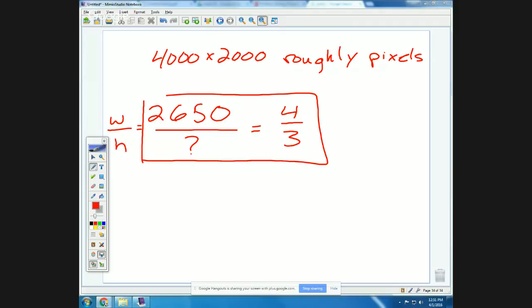So the width and height is 4,000 and 2,000? No. We're going with a width of 2,650. We want to know what the height's going to be to go with that. Yep. So we can stay proportionate.